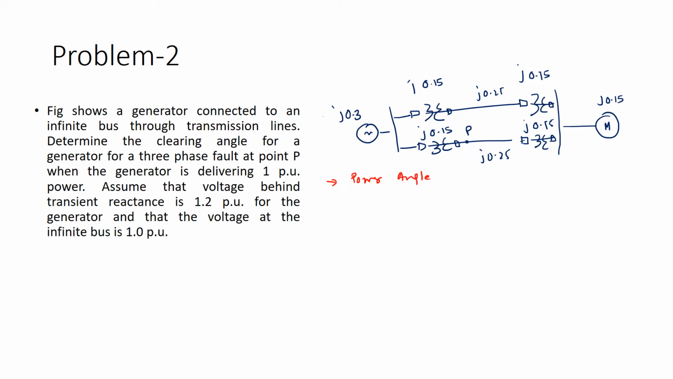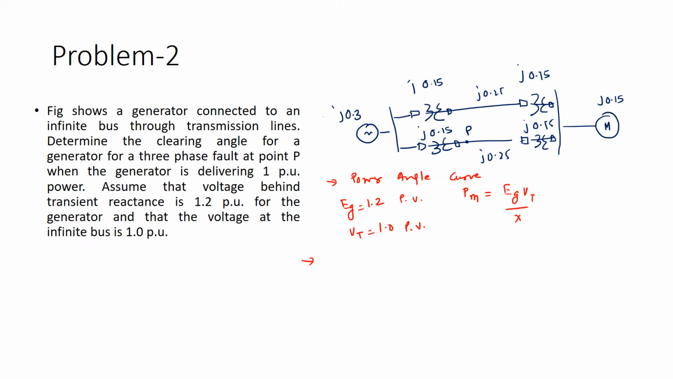So, the power angle curve can be drawn with the help of calculation of this steady state limit. This steady state limit can be calculated by EG Vt by x sin delta. In this particular problem, Eg is given, which is equal to 1.2, Vt is also given, which is equal to 1.0 per unit, and let us calculate this x. So, x is actually a crucial factor.